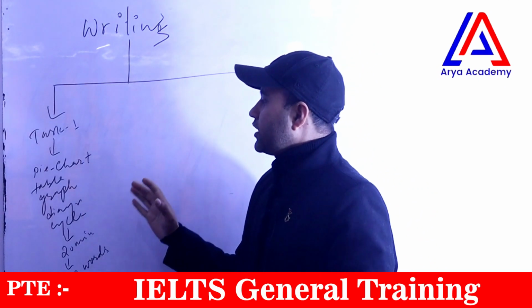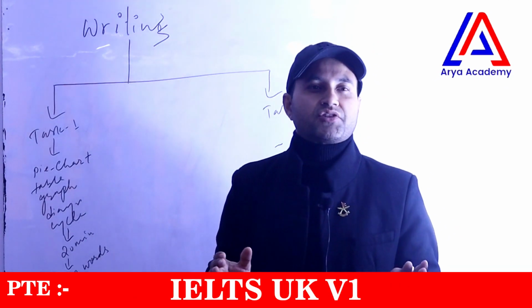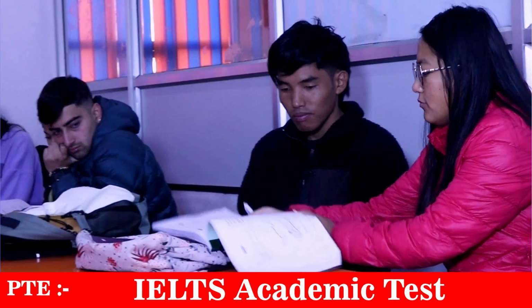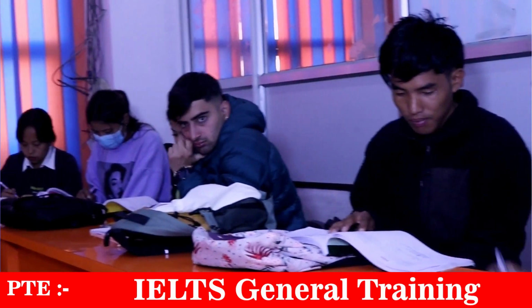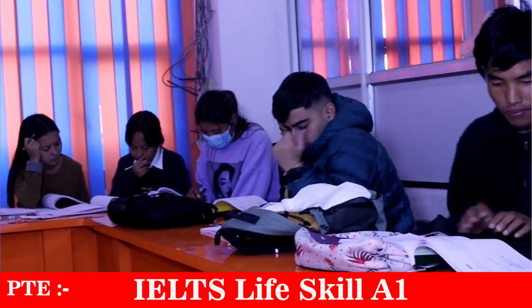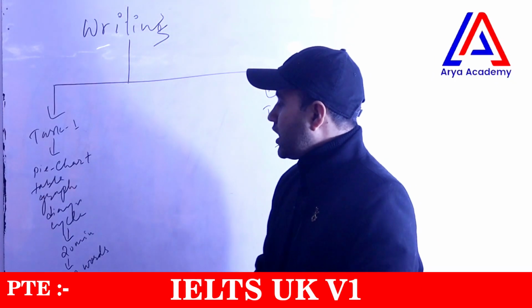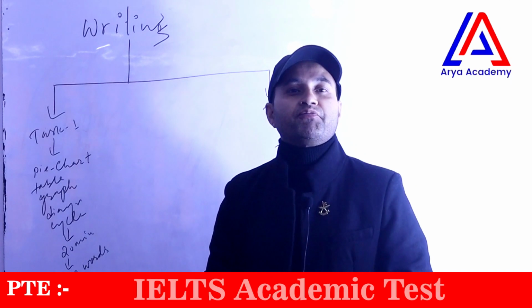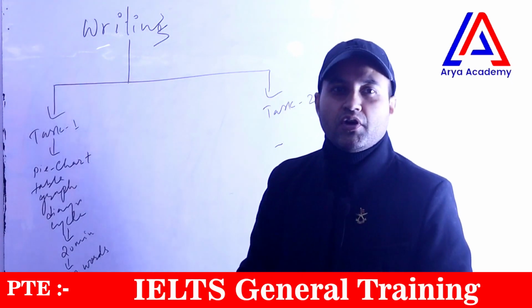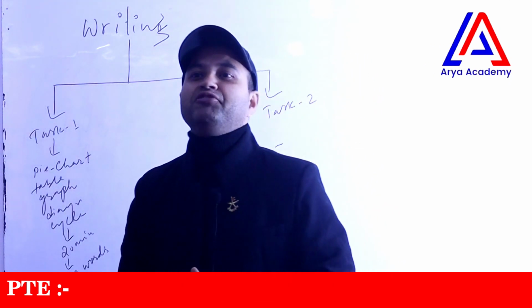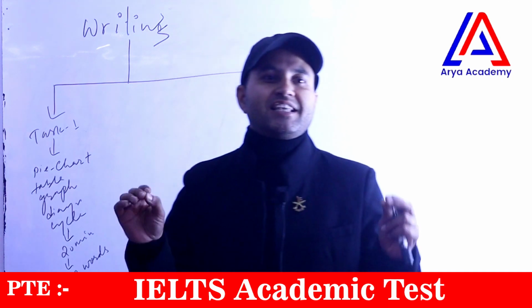In Task 1, you need to deal with the pie chart description, table description, graph description, and let's say cycle, okay, and some sort of tables and so on. And for this Task 1, you are given 20 minutes time. So within 20 minutes, you need to write at least 150 words, okay? Not less than 150 words.